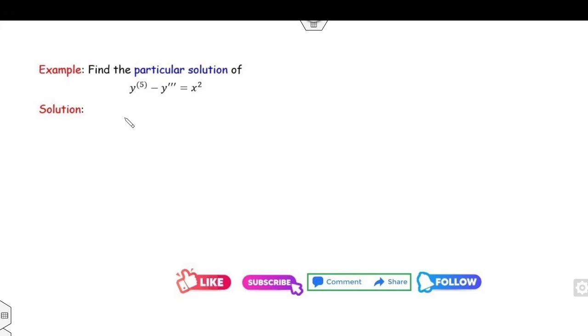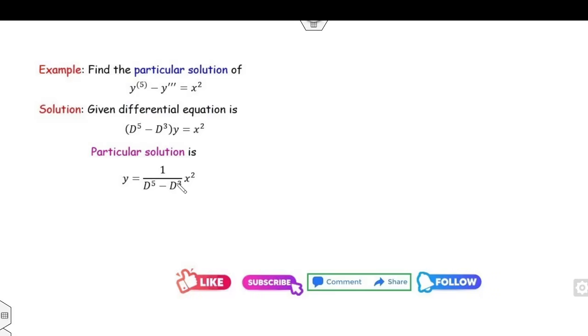Look at this one. How can you write that? This is d raised to power 5 minus d raised to power cube of y is equal to x square. Can you find the value of y? y is 1 over d raised to power 5 minus d cube. Now you can see that in this denominator 1 is not present. So if 1 is not present, you can consider that as a 1.